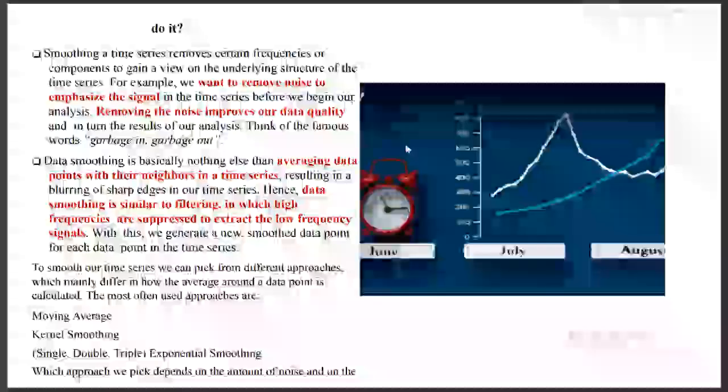When you say smoothing of time series data, what do we typically mean? If you see on the right side, let's say June, July, and August, this is the stock price movement, right? It is going up and then going down in August, right? So what does smoothing typically do? It removes certain frequencies. For example, we want to remove noise to emphasize the signal in the time series before we begin our analysis. Removing noise improves our data quality. Noise is more like outliers, maybe some kind of irregularity in your data set, right?